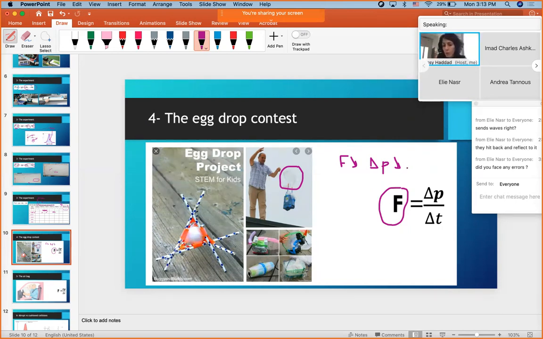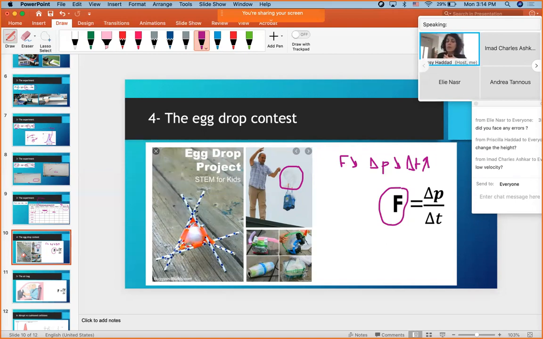You can also increase delta T. Now I'm gonna ask you, how would you increase delta T, which is the time of the collision? Any idea? How do you create a collision with a long time of collision? I hear you. So the question again is for you. Collision. You want the time of the collision to increase.